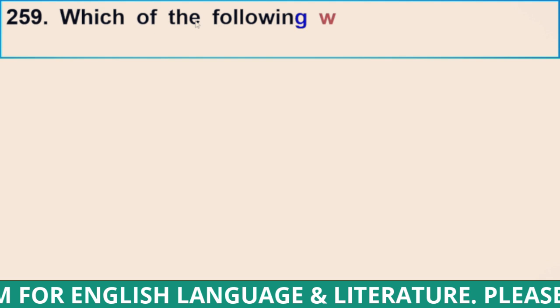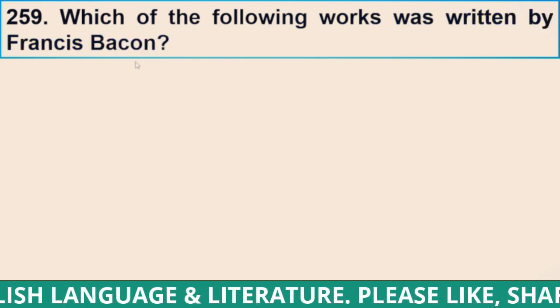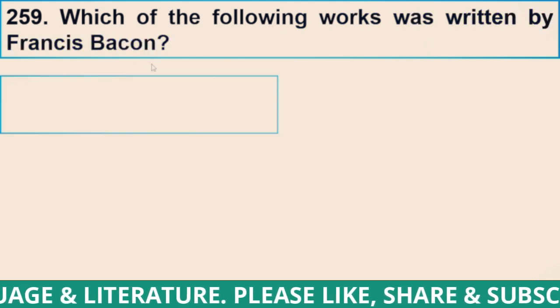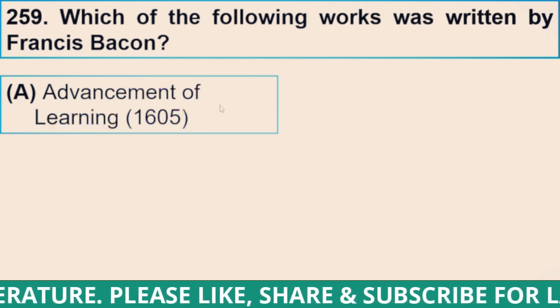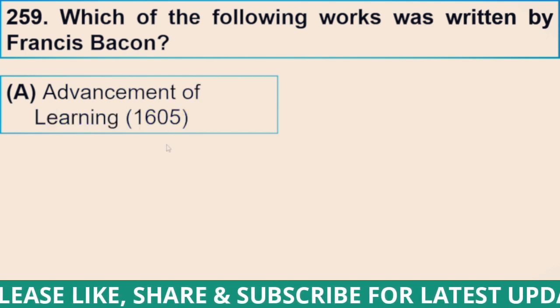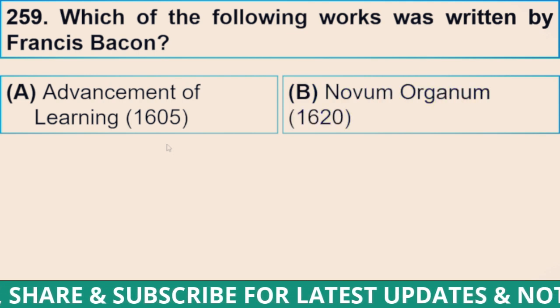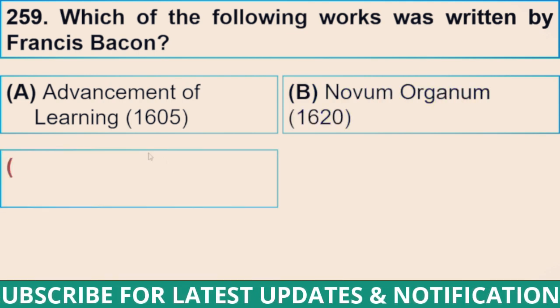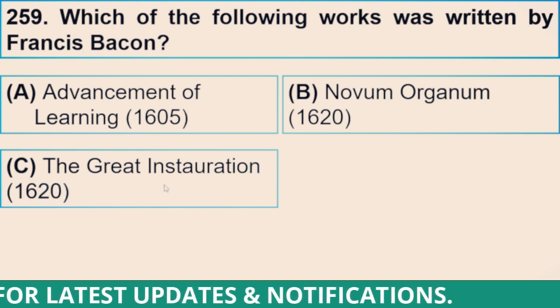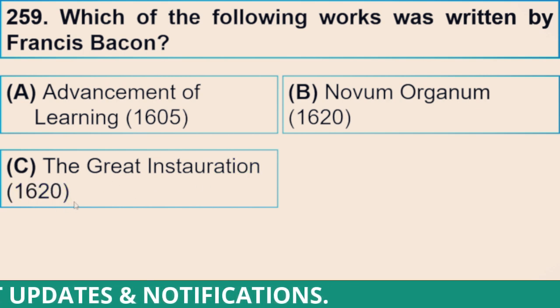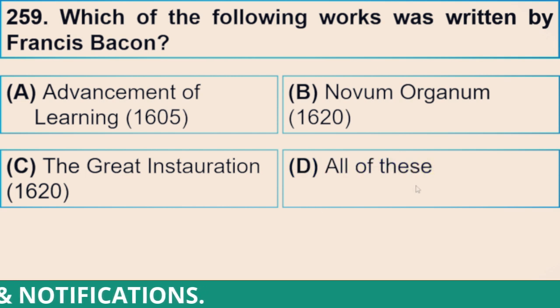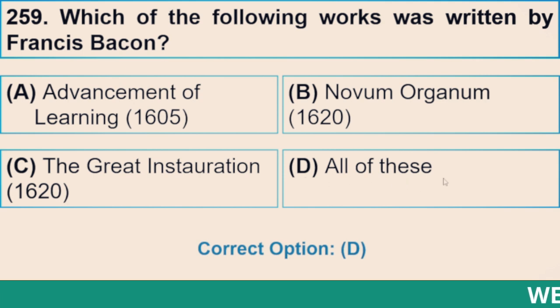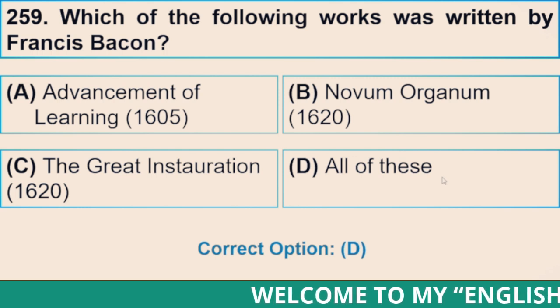Which of the following works was written by Francis Bacon? Option A, Advancement of Learning, published in 1605. Option B, Novum Organum, published in 1620. Option C, The Great Instauration, published in 1620. And option D, all of these. So here correct option will be D, all of these. Here all are written by Francis Bacon. So option D will be correct here.